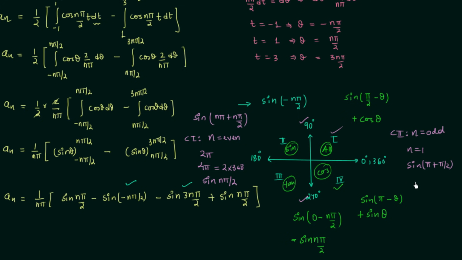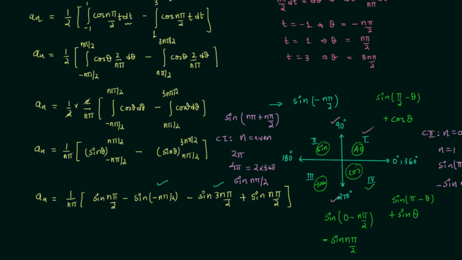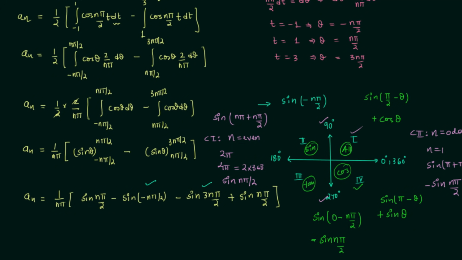So we have minus sine n pi by 2. So when n is odd, we have minus sine n pi by 2 in place of sine 3n pi by 2. Considering these two important points, we will write down an, and this time we will write it down for two different cases. In case number 1, we have considered n to be even.